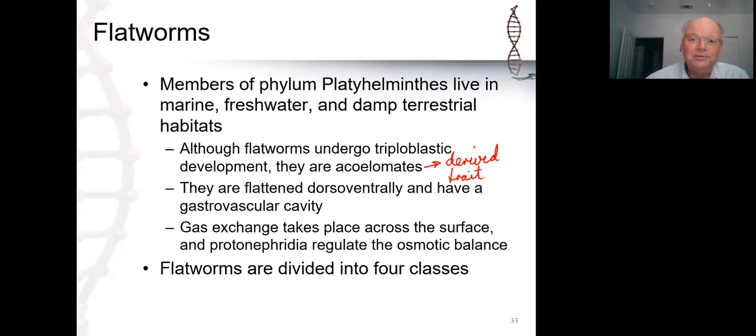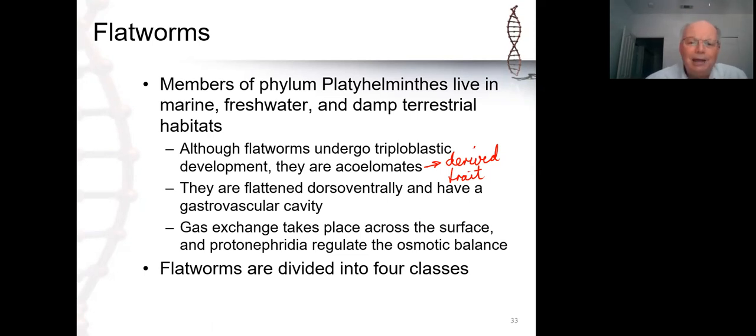And when you look at the nature of the gastrovascular cavity inside the turbellaria, which are the ones that actually have a substantial gastrovascular cavity, it is highly branched, and then it has a lot of little sub-branches, creating a large surface area to support diffusion of nutrients out of the gastrovascular cavity into the body of the worm.